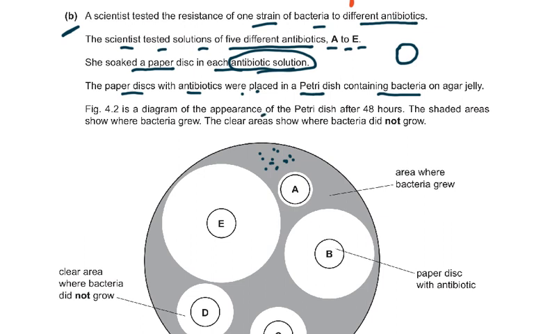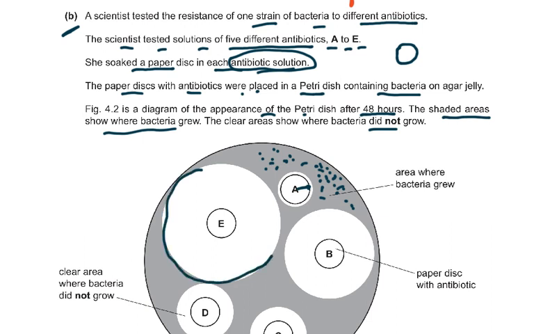Figure 4.2 is a diagram of the appearance of the petri dish after 48 hours. The shaded areas show where bacteria grow. So this is the area where bacteria are growing. This is the shaded area. And here you can see these dots which are called colonies of bacteria. Maybe if you Google it, you can see this. The shaded areas where the bacteria grow, the clear area shows where bacteria did not grow. So that means the antibiotics diffused out and killed the bacteria. So the largest clear area means this is where the antibiotic has been the most effective, and it has destroyed a large number of bacteria all around it.